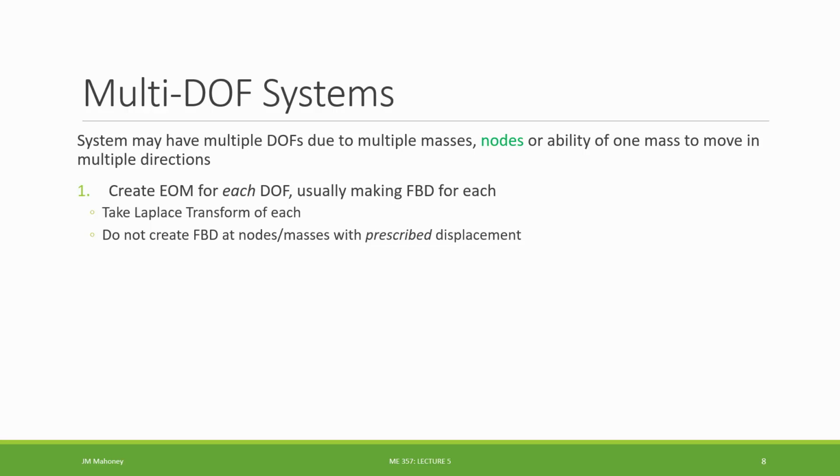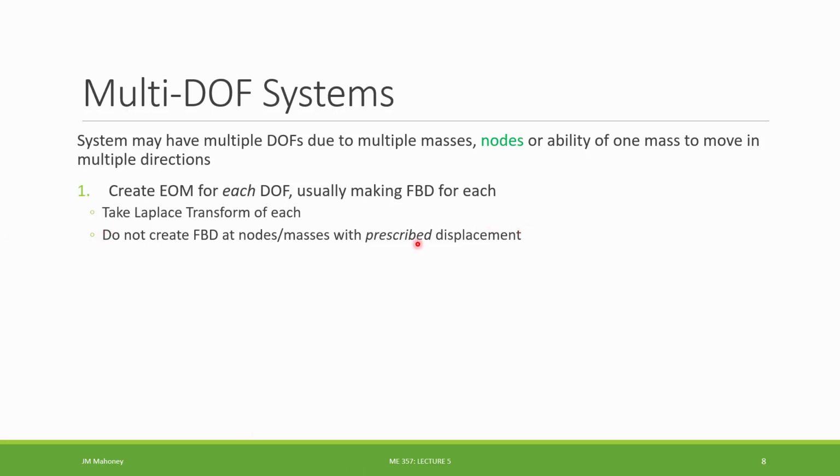So each node, each mass gets its own free body diagram. Usually we'll get one equation of motion per free body diagram because each free body diagram will have only one degree of freedom of that mass or of that node. But in more complicated systems, we could have multiple equations of motion out of a single free body diagram if it could translate and rotate, say, or it could translate in two directions.